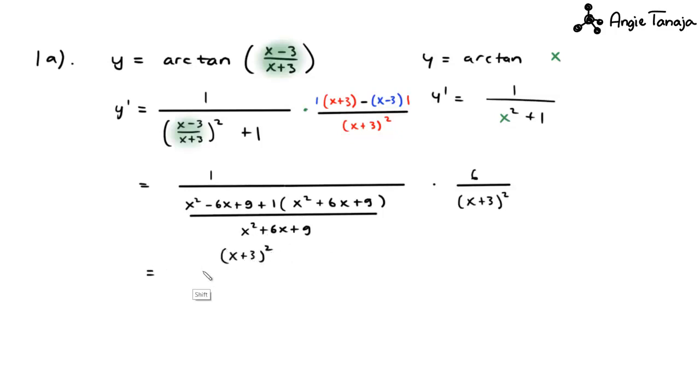We switch this, swap. And this one will be over 2x squared plus 18 times 6 over x plus 3 squared. So you can cancel this, and then divide by 2. So 3 over x squared plus 9.